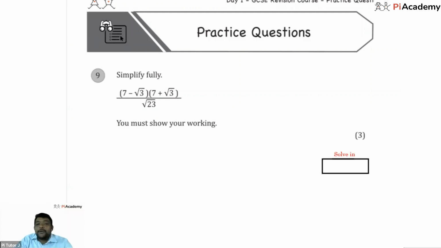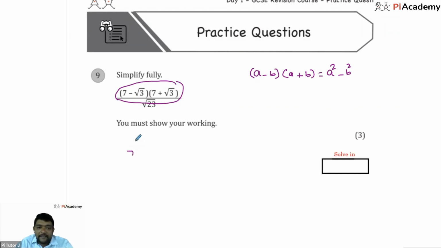Good. So let's do it together, guys. For those who are not able to do it, let's do it together. Look here. Let's first simplify the numerator. You have 7 minus root 3 times 7 plus root 3. You need to memorize these formulas: a minus b times a plus b can be written as a square minus b square, right? So 7 minus root 3 times 7 plus root 3 can be written as 7 square minus root 3 whole square, divided by root 23.